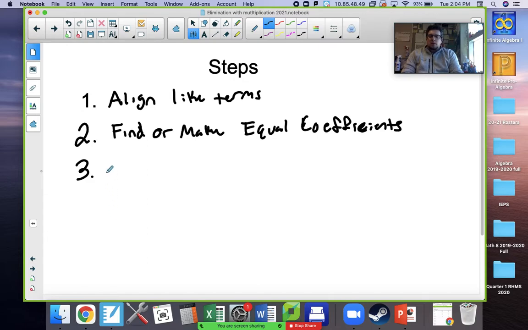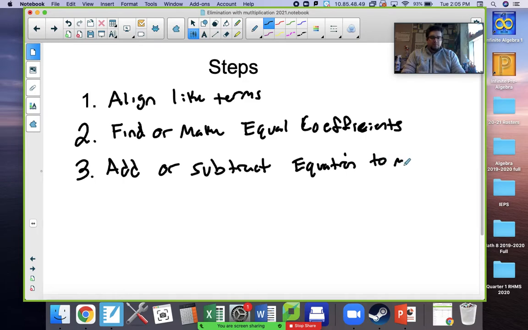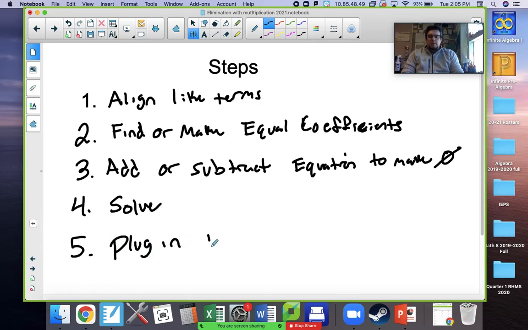Step 3, we're then going to add or subtract the equations together, all in an effort to get one of the variables to disappear. Once we've done that, what remains, we're going to solve. And then step number 5, we're going to plug in and solve again.